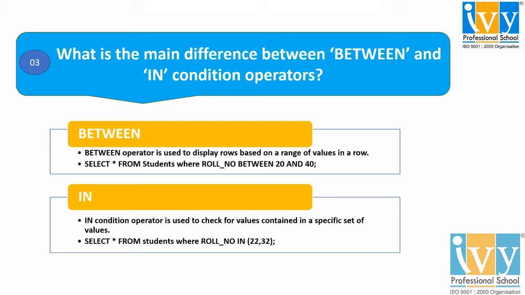Next comes the IN condition operator. The IN condition operator is used to check for values contained in a specific set of values. For example, SELECT * FROM students. That will select all the columns from the database students where the roll number lies in between 22 and 32. Using this command, we can write it down in SQL.